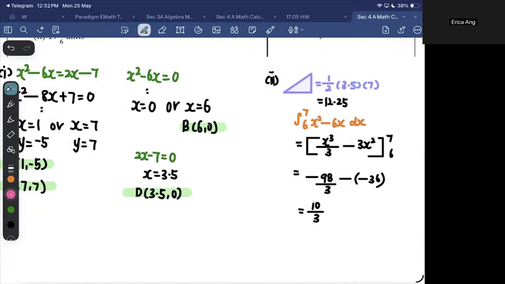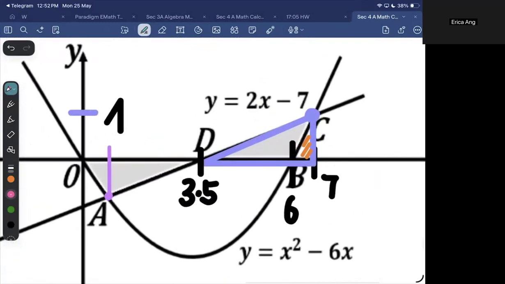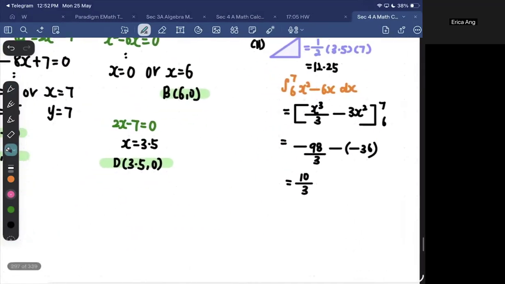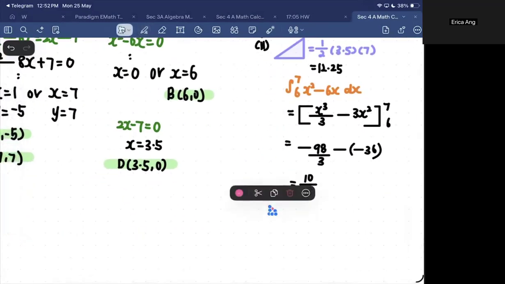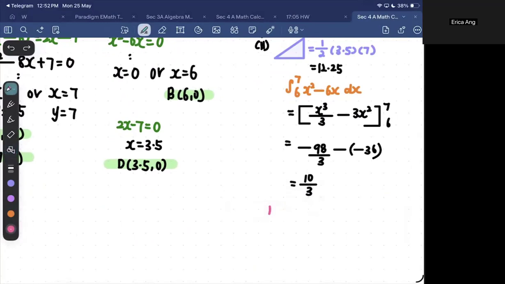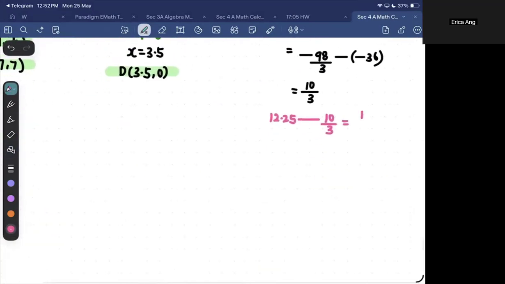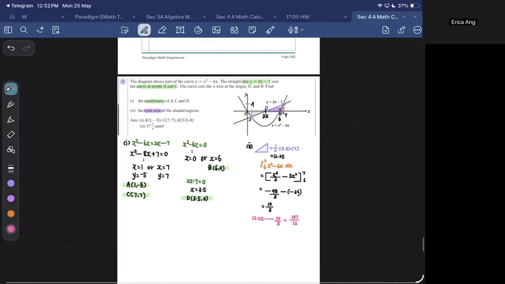So now what I'll do is shade the pink color part here, because this one is the first shaded, right? So this pink color, how to find? This pink color will be 12.25 minus 10 over 3. Okay, 12.25 minus 10 over 3, which gives me 107 over 12. Okay, so I got the pink color part.